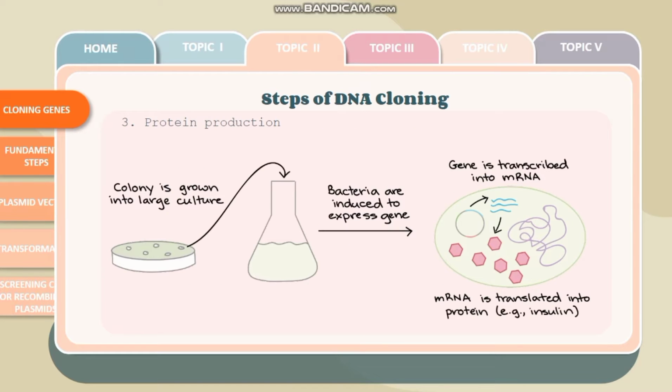So the next step is the protein production. Once we have found a bacterial colony with the right plasmid, we can grow a large culture of plasmid-bearing bacteria, and then we give the bacteria a chemical signal that instructs them to make the target protein. So that is what happens in the protein production. So those are the three steps of cloning DNA.